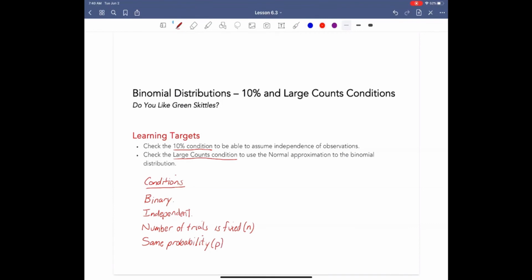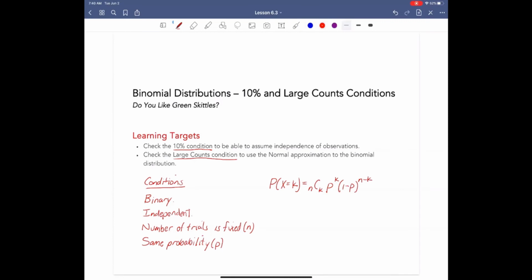Now, the other thing that we know is how to calculate probabilities for binomial distributions. Specifically, if we want to find the probability of exactly k successes out of the n trials, we have a binomial formula for that, which says n choose k times the probability of success raised to the number of successes times the probability of failure raised to the number of failures.